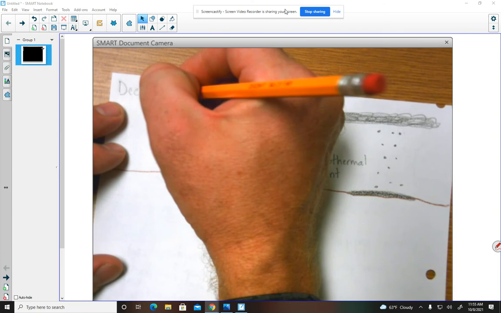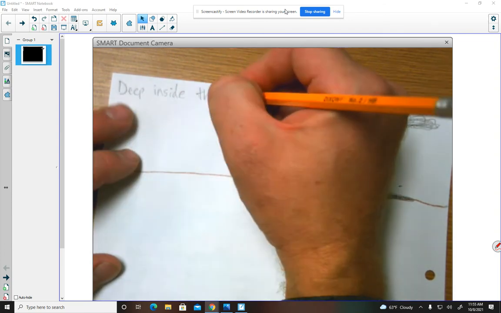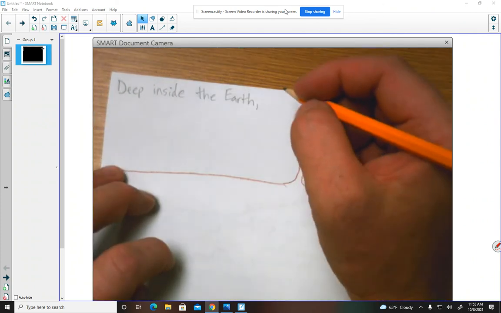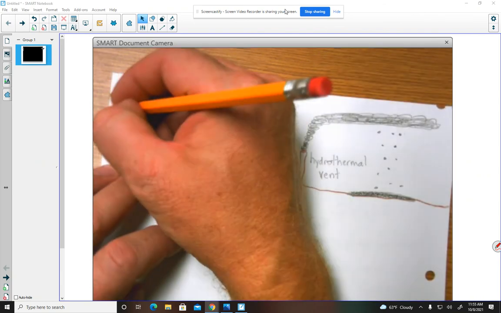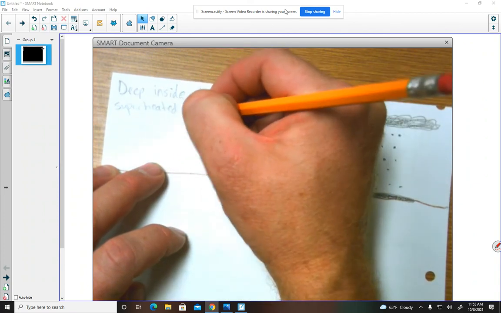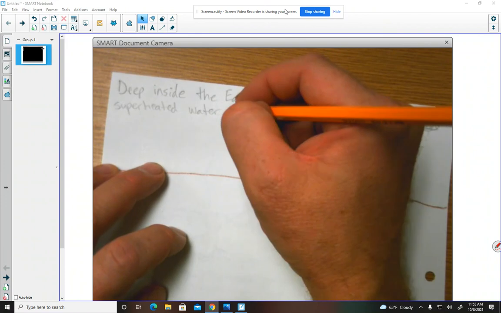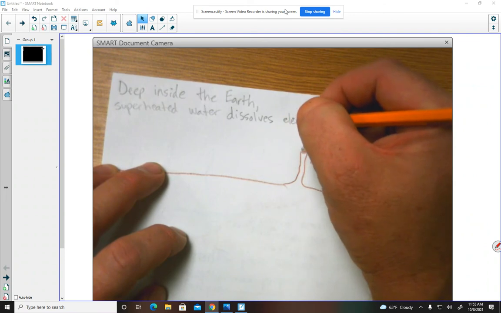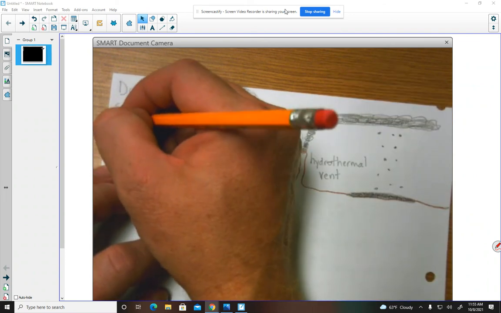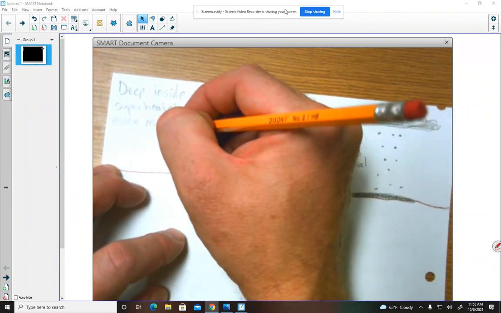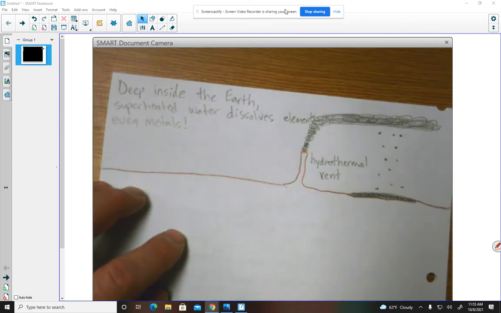Deep inside the earth, superheated water dissolves elements, even metals. When pressure is released, the minerals crystallize.